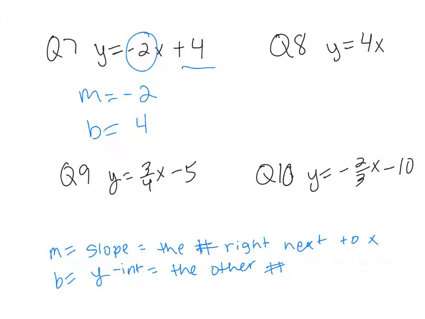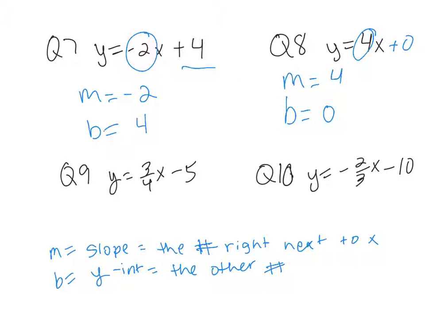Question 8, the slope is 4. It's the only number with x right with it. B, we don't see a y-intercept this time. However, I can add a +0 to this equation and not change anything. The y-intercept is actually 0. That means when we go to graph this line, it would cross at the origin.